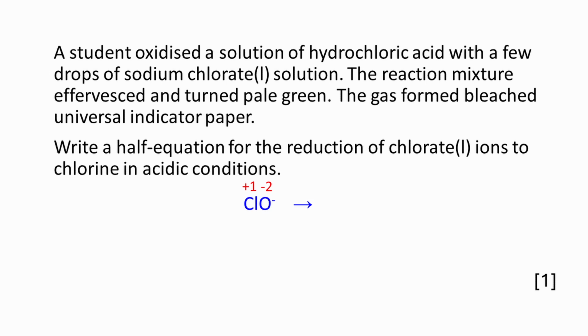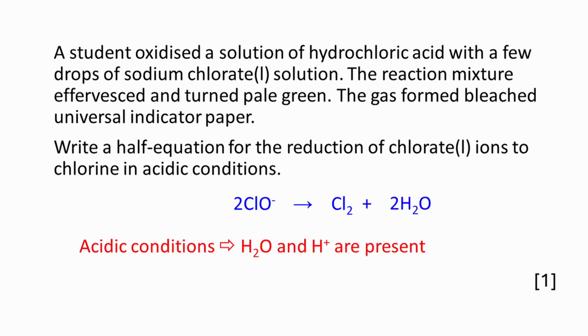The chlorate(I) ion is shown on the left. I've put the oxidation states of chlorine and oxygen in red above the ion. We are told in the question that chlorate ions are reduced to form chlorine, so Cl2 must appear as a product on the right. There must be 2 chlorate ions on the left so that the equation is balanced for chlorine. Water molecules, H2O, and protons, H+, are present under aqueous acidic conditions.